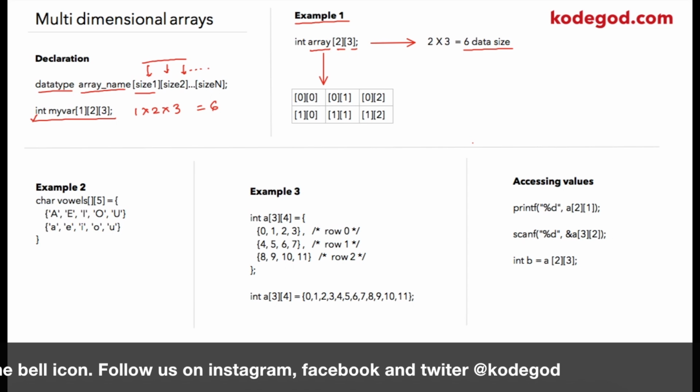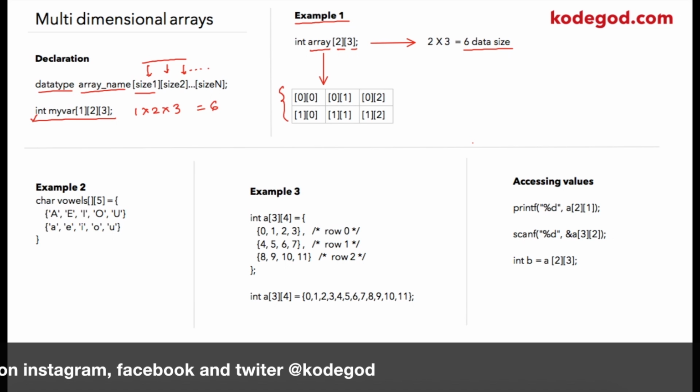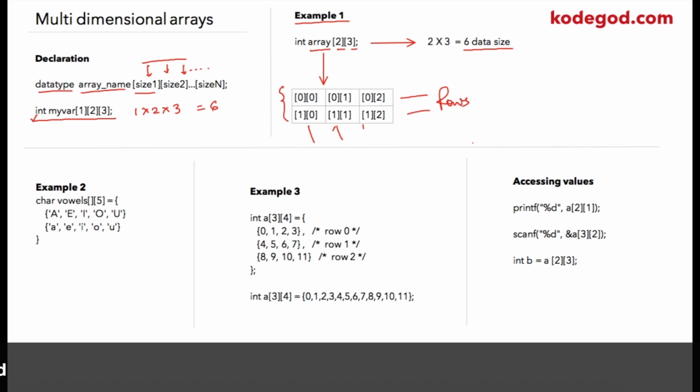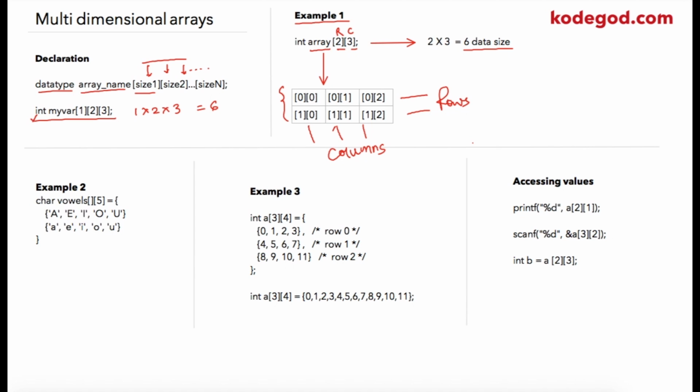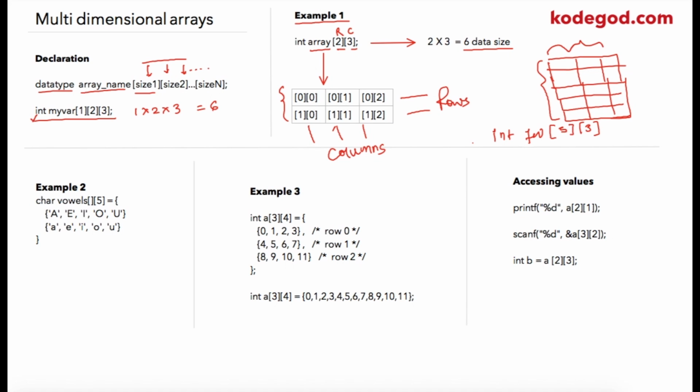The better way to visualize a two-dimensional array is like this. In this table, these are your rows and these are your columns. So in the array declaration, 2 is your row and 3 is your column. So an array of 2 and 3 is basically 2 rows and 3 columns. If you declare an array of, let's say, int foo 5 and 3, then we are declaring 5 rows and 3 columns. So these are 5 rows and these are 3 columns.